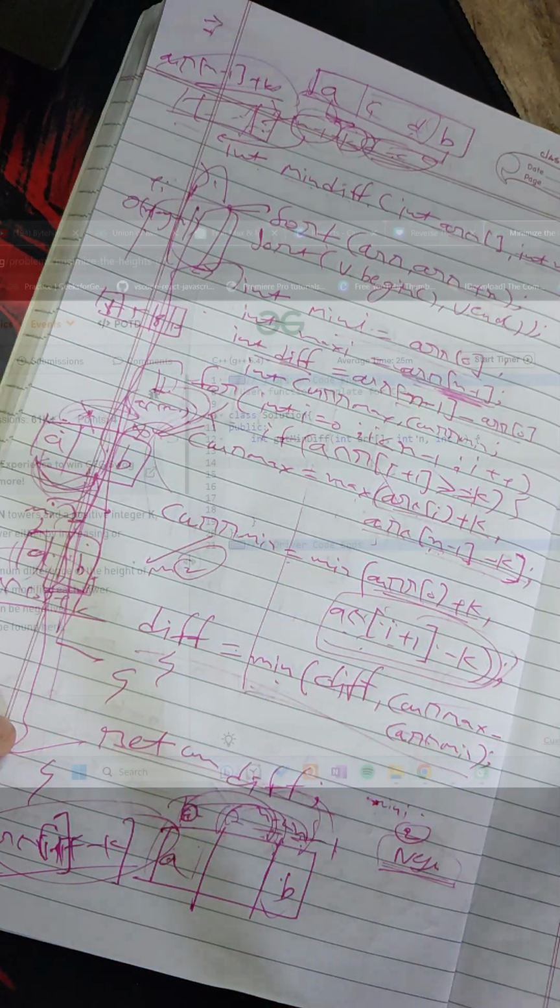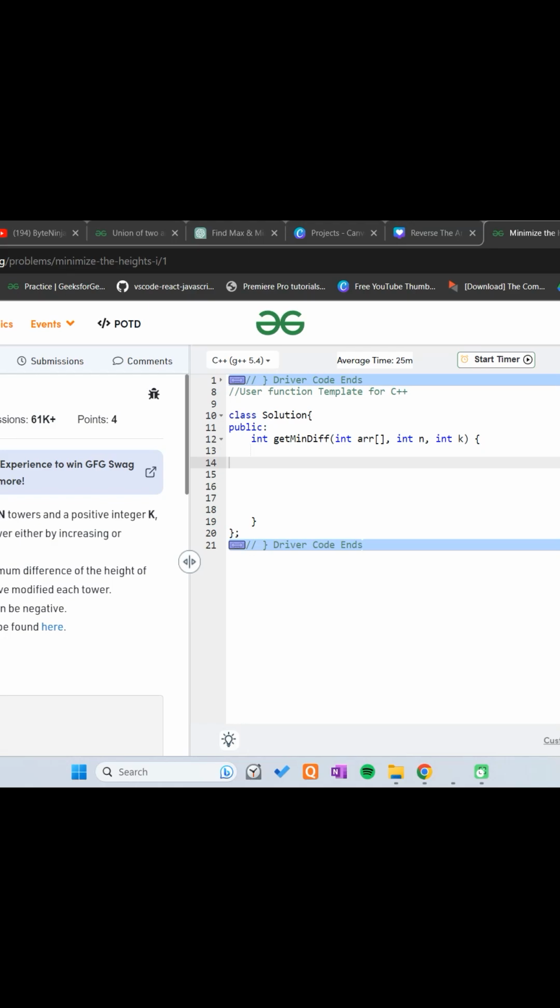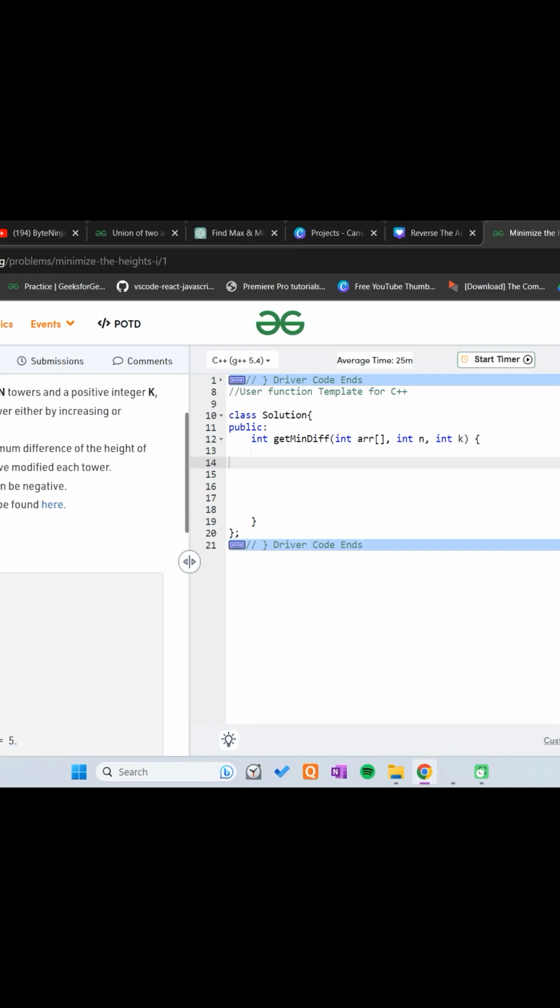Hi guys, welcome back to the channel, and we are solving the question Minimize the Heights I. In this question we are given an array of heights of n towers and a positive integer k. We have to modify, either we can increase the heights by k or we can decrease the height by k. We have to find the minimum possible difference in the heights of the shortest and longest tower of the modified towers.